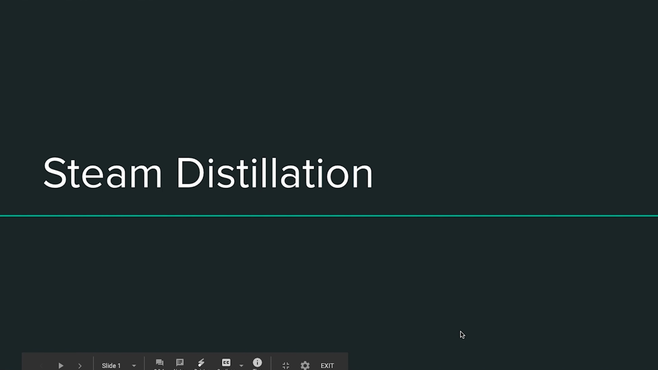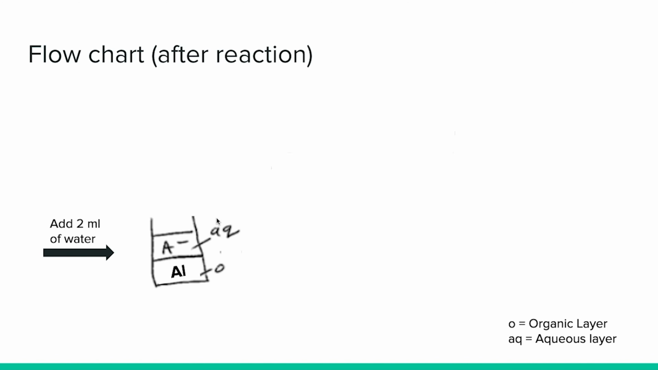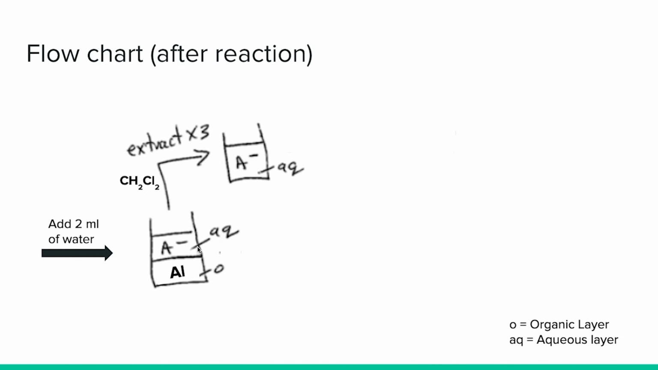I want to underline that this is after the reaction. This flowchart is critical for you to do well in lab. After the reaction, we'll add 2 milliliters of water, which will result in two layers, an aqueous layer and an organic layer. In our organic layer, we'll have our alcohol, and in the aqueous layer, we'll have our deprotonated acid. We'll extract the top layer using methylene chloride as our solvent.